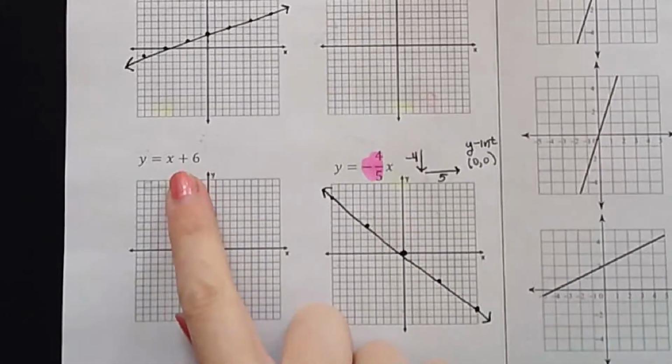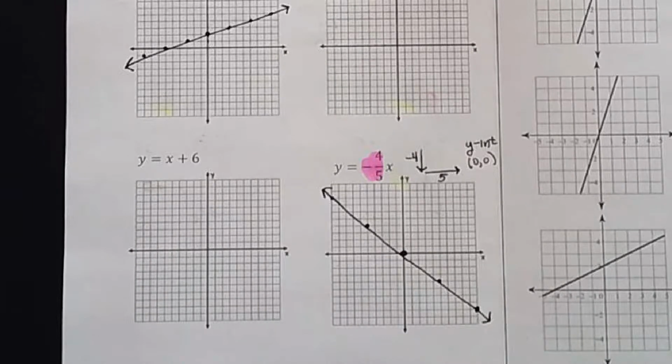Try graphing the function y equals x plus 6. Figure out what your slope is, figure out what your y-intercept is, pause the video, graph that function. When you're done, check your answers on the board.